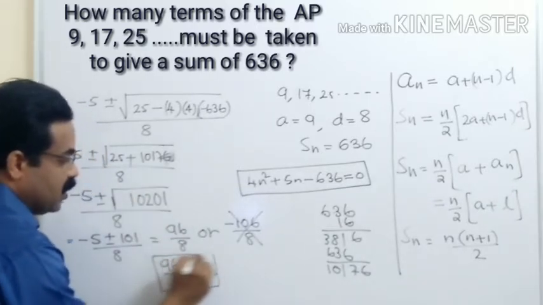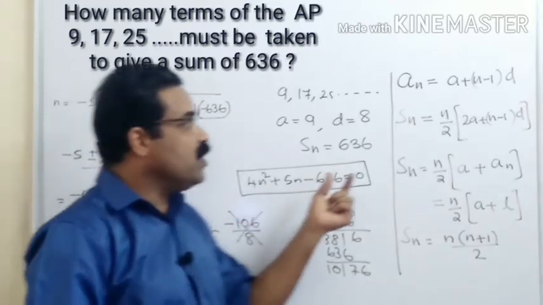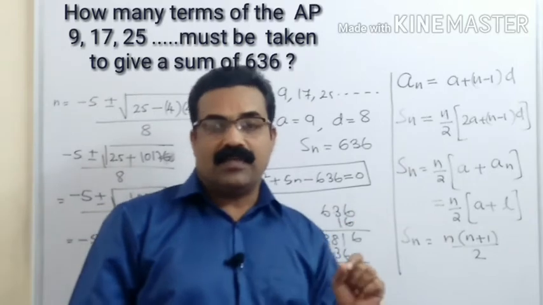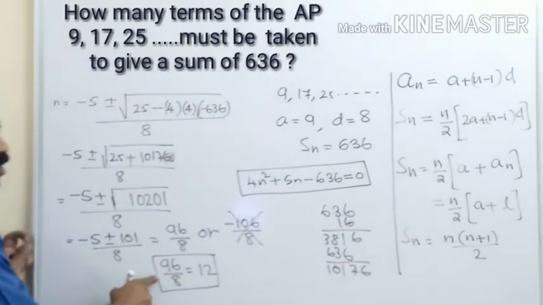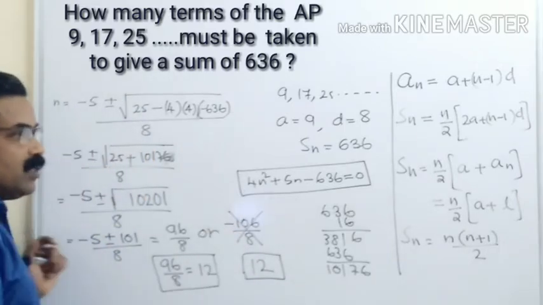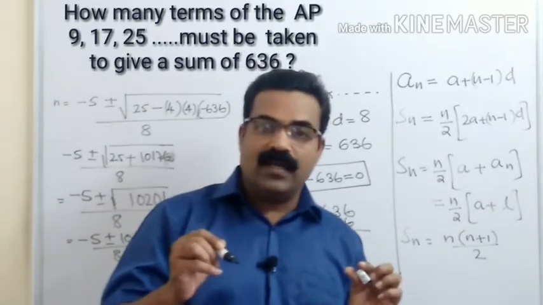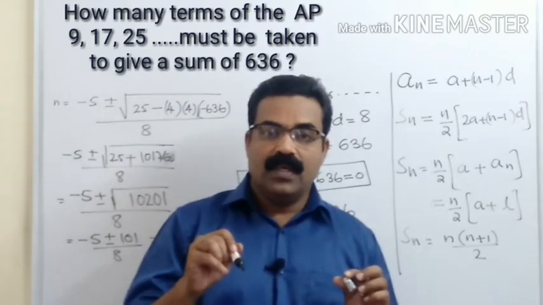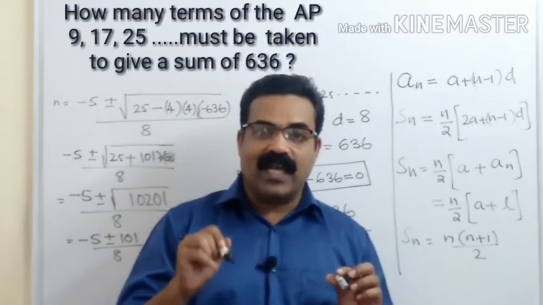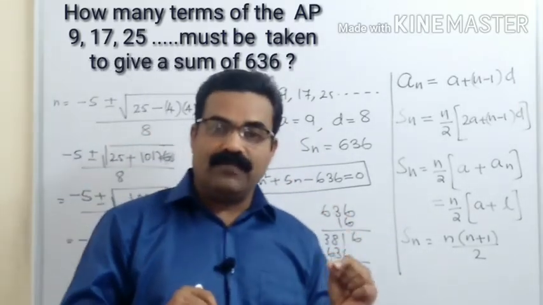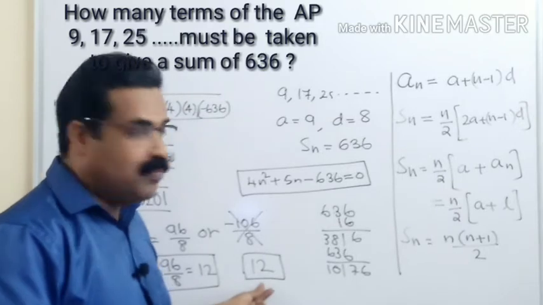So that means how many terms do we have to take to get the sum 636? 12 terms we have to take. So the required number of terms will be equal to 12. The answer is 12. Kindly note it. So what formula have we used here? The summation Sn. Sn is equal to n by 2 into 2a plus n minus 1 into d. So that formula we have used and we have found the value of n. n is equal to 12. Please note it. Let us go to the next question.